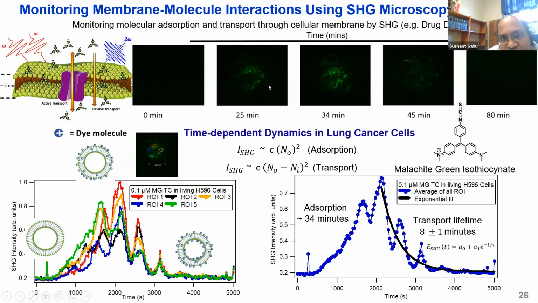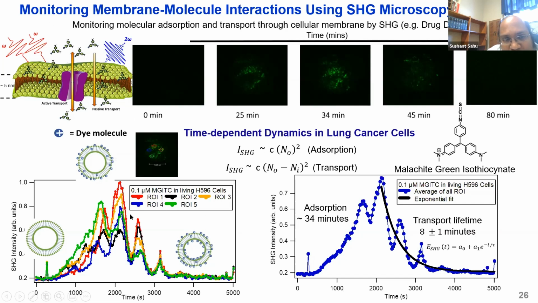this cell is visible now. You can see these bright signatures coming from SHG due to the adsorption of this malachite green dye onto the plasma membrane, or outer leaflet of the plasma membrane. Okay, and at 34 minutes we see the maximum intensity, and after that we see this drop in intensity in the SHG channel. Okay, and that's because you have a monolayer adsorption, or a maximum adsorption, which is directly proportional to the number of molecules on the outer side of the plasma membrane.